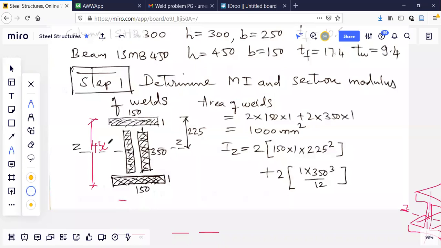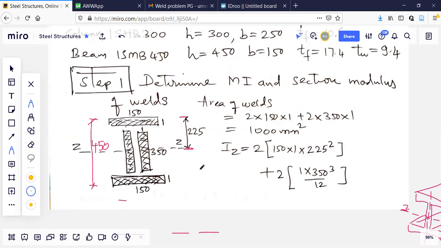Okay. If you say that you know how to find IZ, I can proceed to the next step. If you say you don't know, I'll explain. So this is 450 by 2, from the top here, from this line it is 225, half of 450. Half of the total height is this.